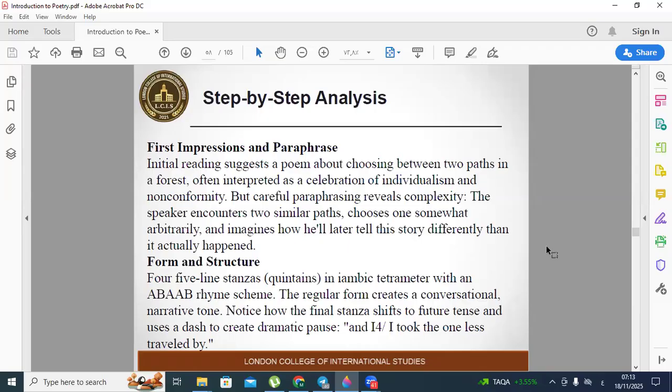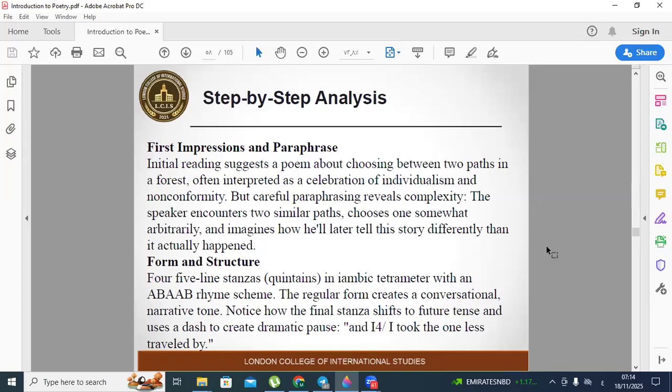Let's paraphrase. The speaker encounters two paths in an autumn forest. He wishes he could travel both, but must choose one. He examines one path as far as he can see. Then he takes the other path, which seems slightly less traveled, or does it? Actually, he admits both paths were worn about the same. Both were equally covered with leaves that morning. He tells himself he'll come back for the other path someday, but doubts he actually will.